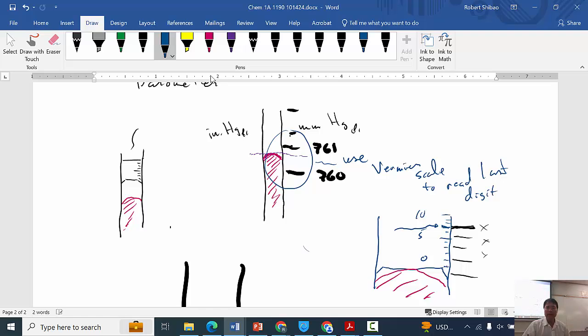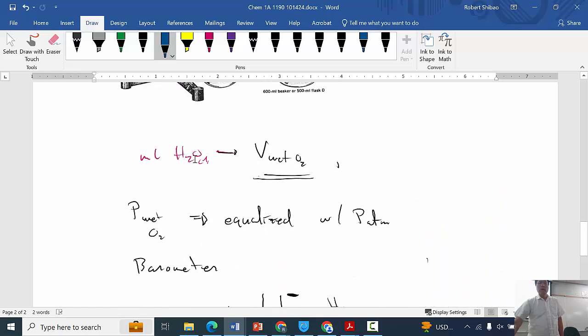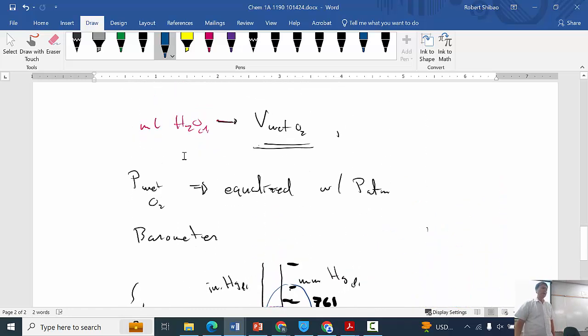So the reading here would be 760.7 millimeters of mercury. By using that scale, we don't have to guesstimate this. Rather, it's much more precise. We can use this to get that last digit. Is that clear? Okay. All right, so that's the pressure.